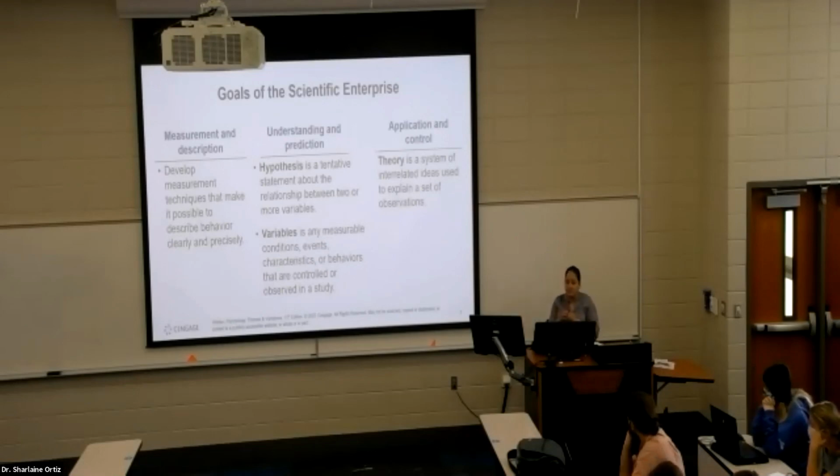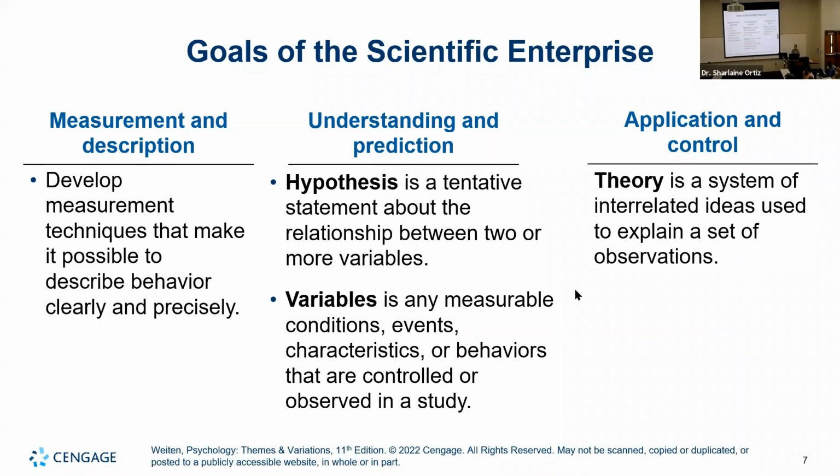And the last thing that we are concerned with in regards to science, the goals of trying to conduct some research, is the application and control. Application and control. And what do we mean by that? In regards to application and control, what I mean is how practical, what is the value in studying this topic, right? What type of application can I come across?